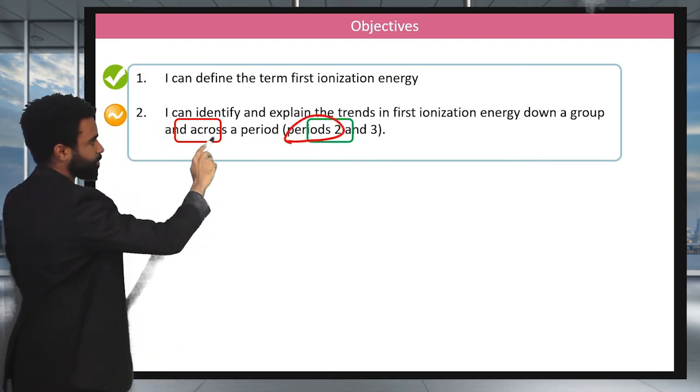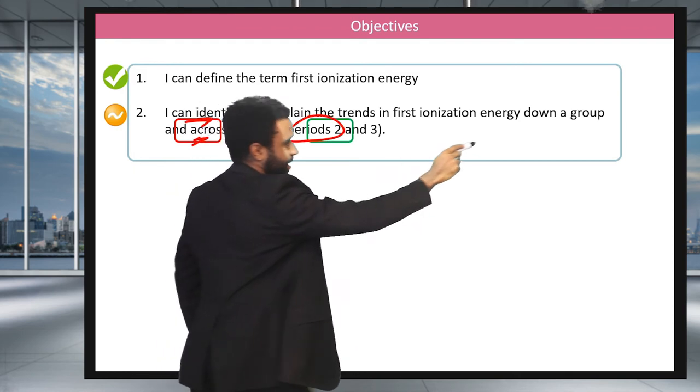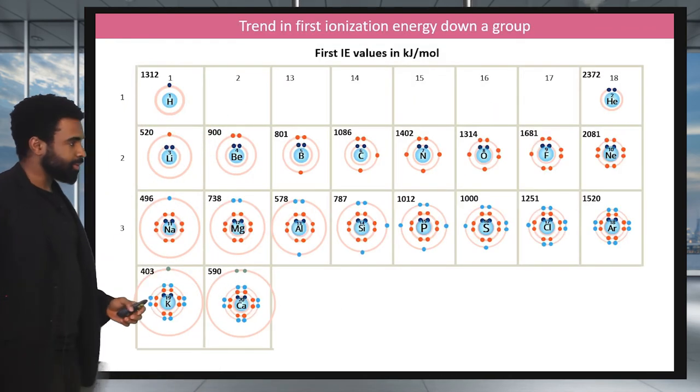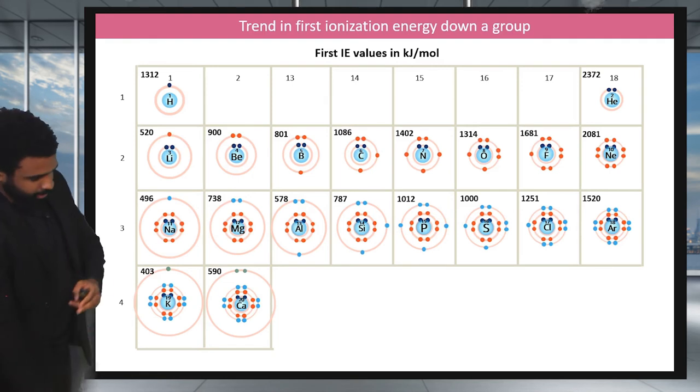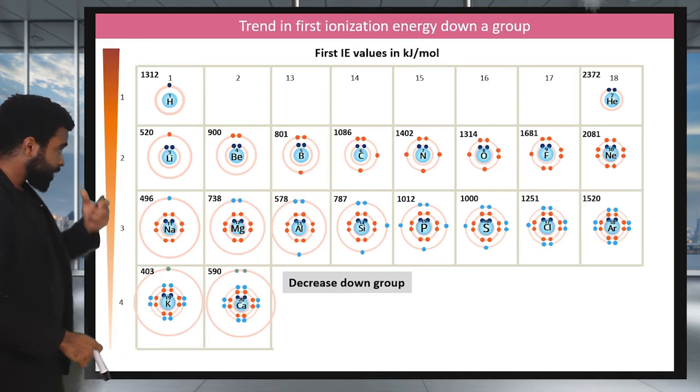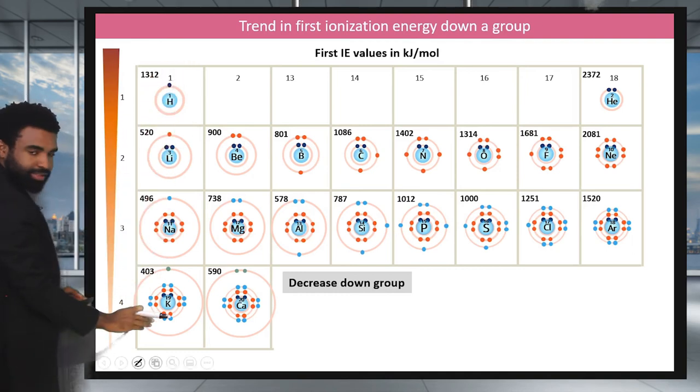Again, something got messed up on this slide. Ignore this thing. Now let's look at the group trend. The group trend is very simple and more intuitive than the period trend. So here's the group trend, is that ionization energy decreases down the group.